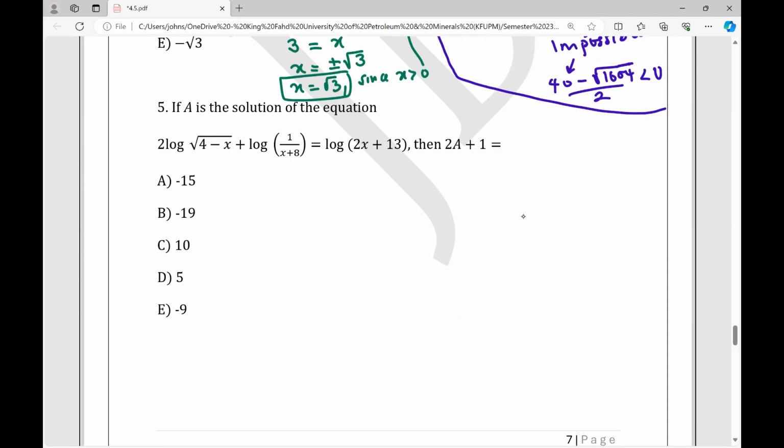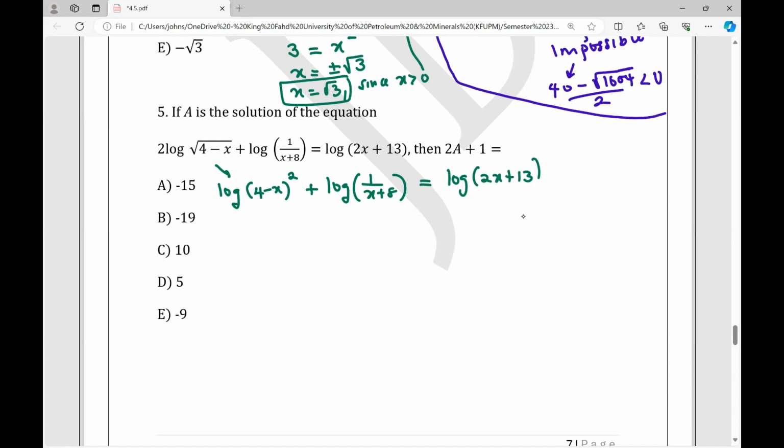Now this one, we said A is the solution. So if A is the solution, you need to find 2A plus 1. So here we just need to rewrite things clearly. This we can write as log of 4 minus x, and we can put the 2 here. This 2 can go up. Plus, this is also log of 1 over x plus 8. It's equal to log of 2x plus 13.